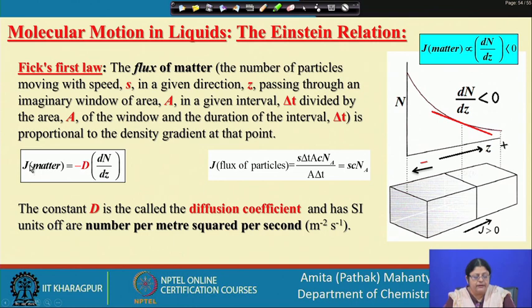So, we have another expression which we have just now derived from Fick's law, that the flux of matter is going to be proportional to the number gradient or concentration gradient. I can write this as x, I can write this as z. For this particular diagram, I have taken this as z, but we can talk in terms of x as well. It can be any spatial direction. And this D we have said is the diffusion coefficient, and it has an SI unit of number per meter square per second for a particular system.